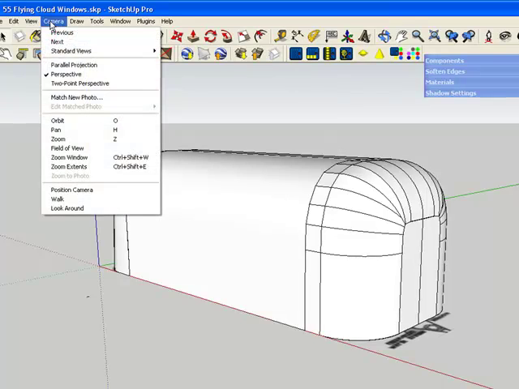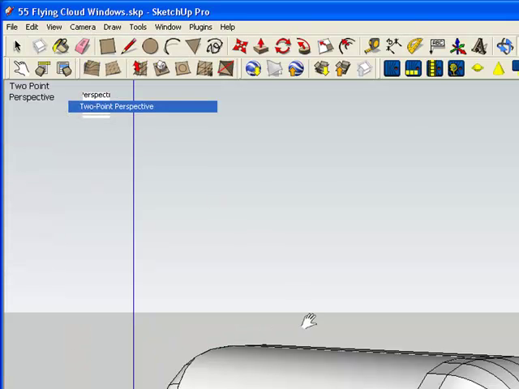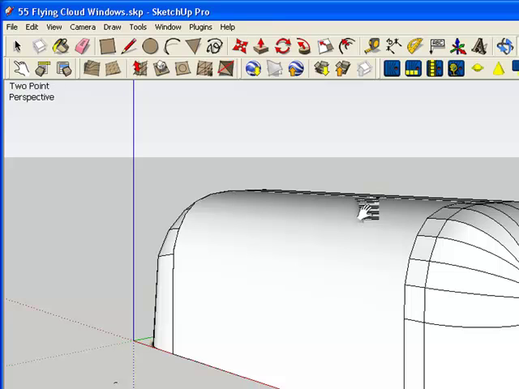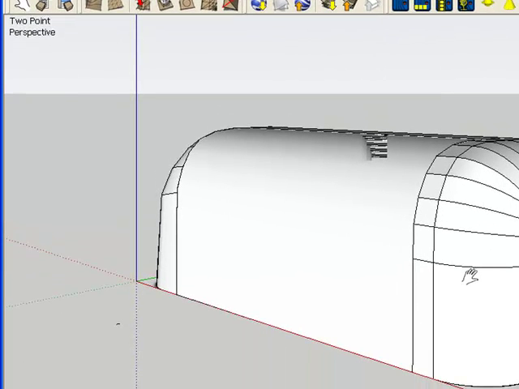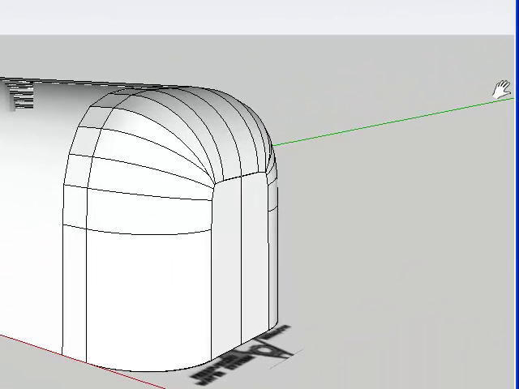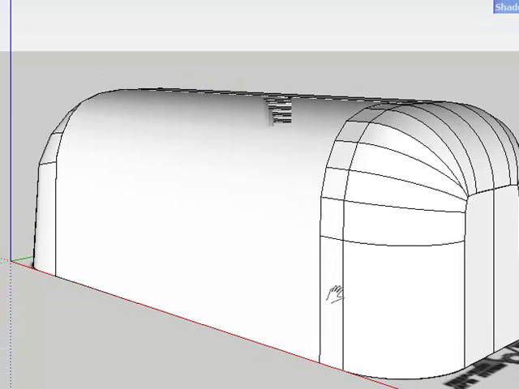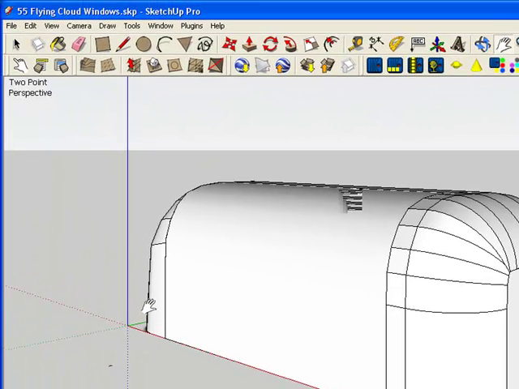Back up to Camera again and come down to a 2-point perspective, and if we click on that, what we'll see is something that looks somewhat like a perspective view, but the difference is, we have two vanishing points, one that goes back in this direction to this horizon, one that goes back in this direction to this horizon. But the vertical lines are all perfectly straight up and down to the view.